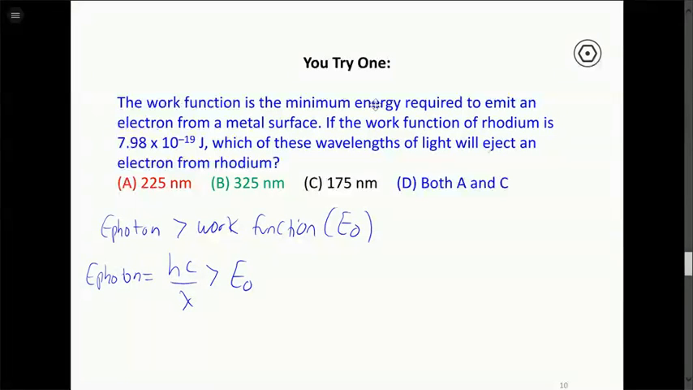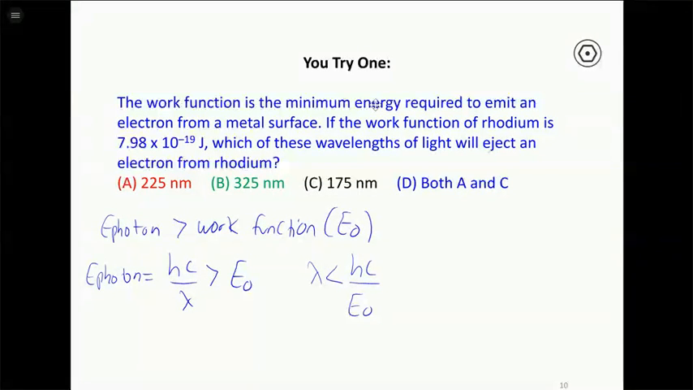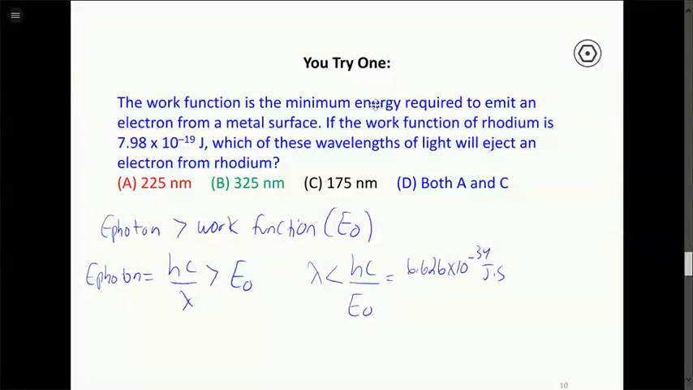So we rearrange this and we see that the wavelength has to be smaller than hc over E0. So what we're going to do essentially is solve for a threshold wavelength, and then any wavelength that's smaller than that is going to have a high enough energy to eject an electron, because energy and wavelength are inversely related. All right, so when we put the numbers in here, 6.626 times 10 to the minus 34, 3 times 10 to the 8th for c, and then this E0 is what we call the work function. It's the minimum energy required to eject an electron.